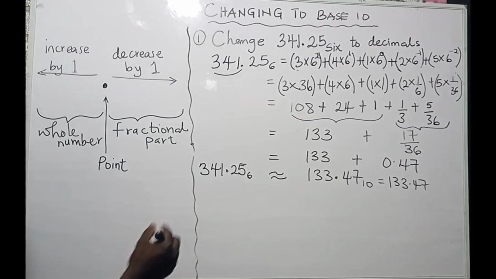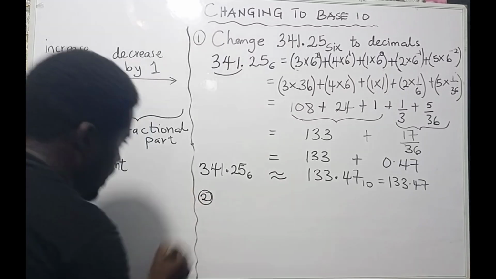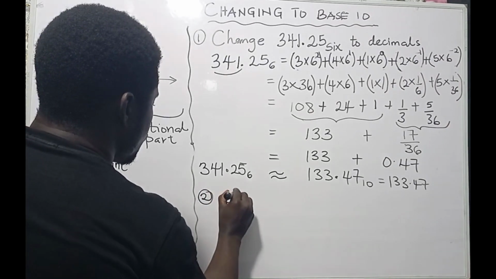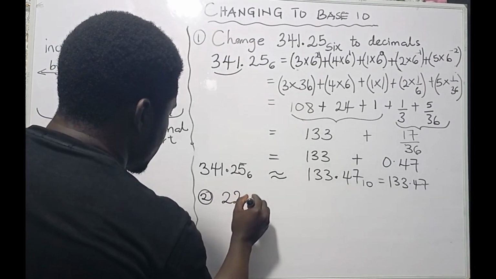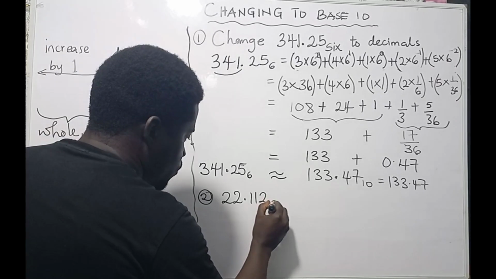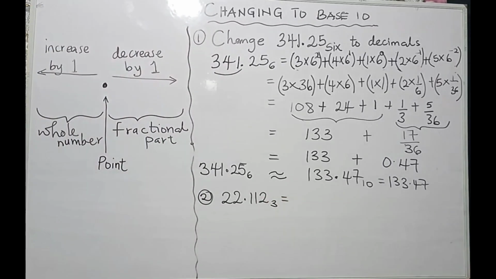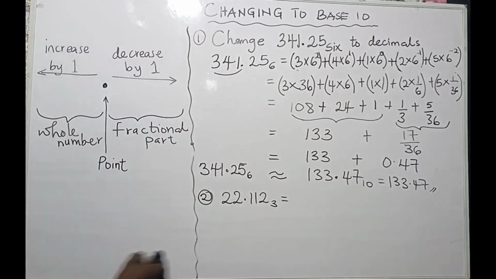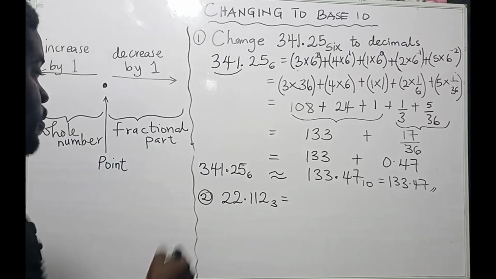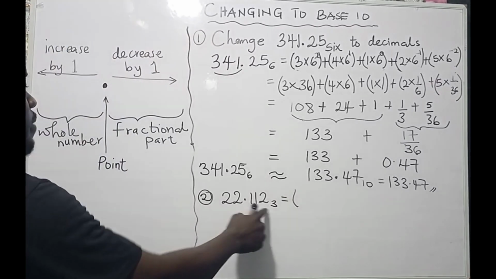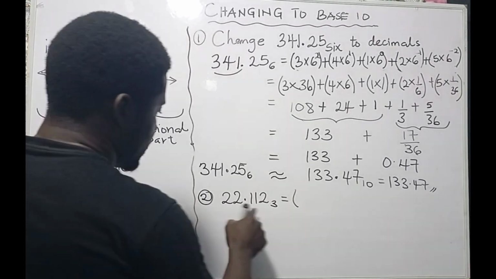Let's take a second example. And that one is 22.112 base 3. So the 22 is the whole number part and 112 is the fractional part. We begin by identifying the base, which is 3. We multiply the base by each of the digits in the number.